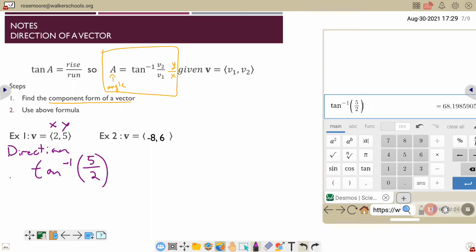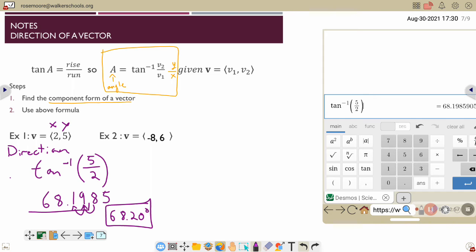And the answer we get is 68.198. But remember, I said in this class I want 2 decimal places. Does that 8 round up that 9? Yes. Does the 9 then round up this 1? So my answer should be 68.20 degrees. Okay, 68.20 degrees.